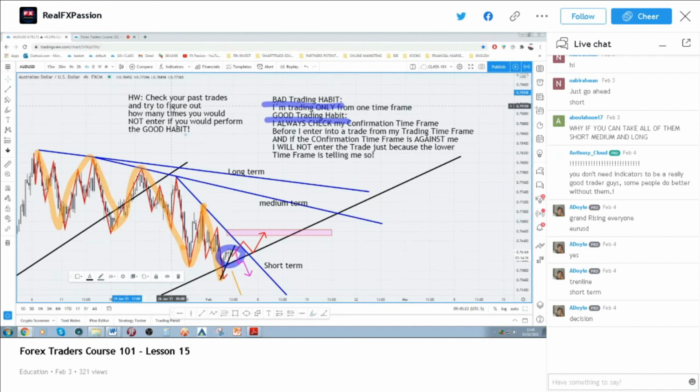Check your past trades. Hopefully all of you are on a demo account. Check your past trades and try to figure out how many times you would not enter if you would perform the good habit. What is the good habit? If the confirmation time frame is against me, I will not enter the trade just because the lower time frame is telling me so.